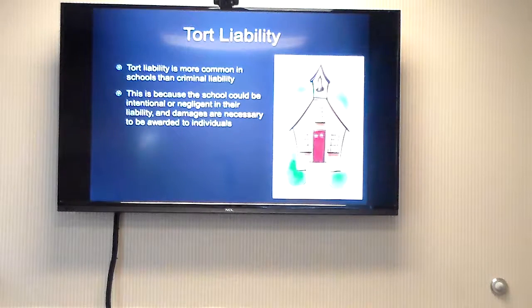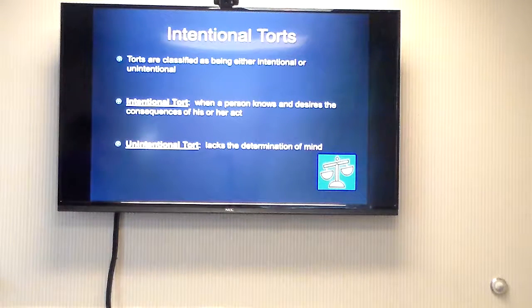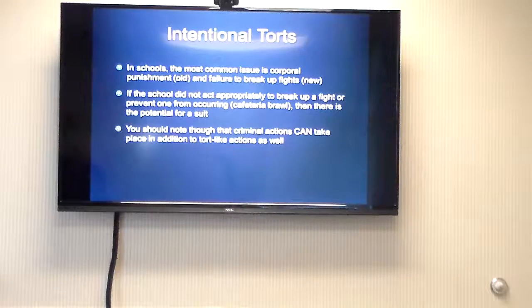So tort liability is more common in schools than criminal liability. You don't hear about it as much on the news as the criminal instances, but the school could be intentional or negligent, and they could award damages based off of that. So torts are either intentional or unintentional. An intentional tort is when somebody knows and desires the consequences of their act. They know they did something wrong. An unintentional tort lacks the determination of the mind, and that's important to note as well.